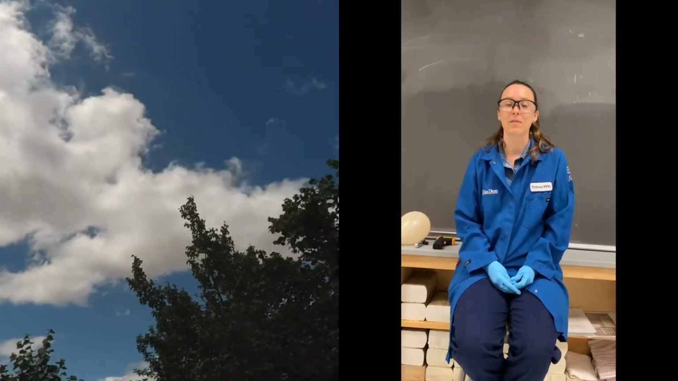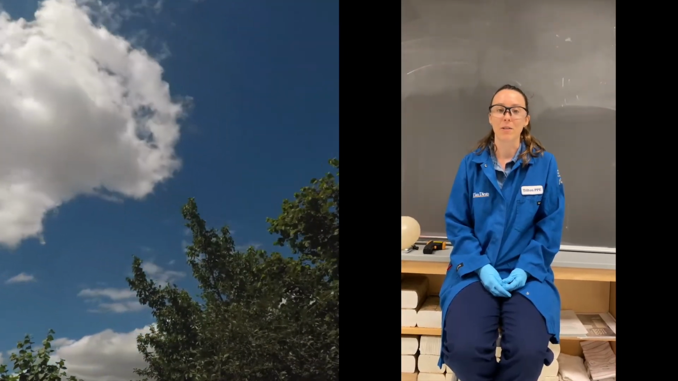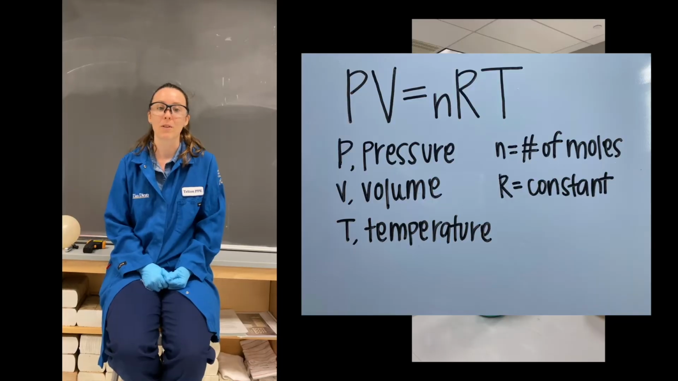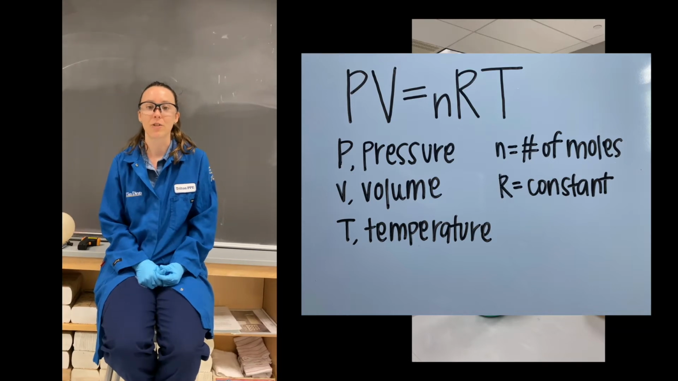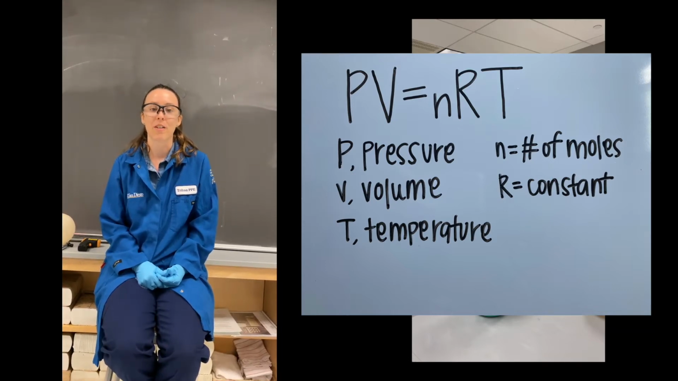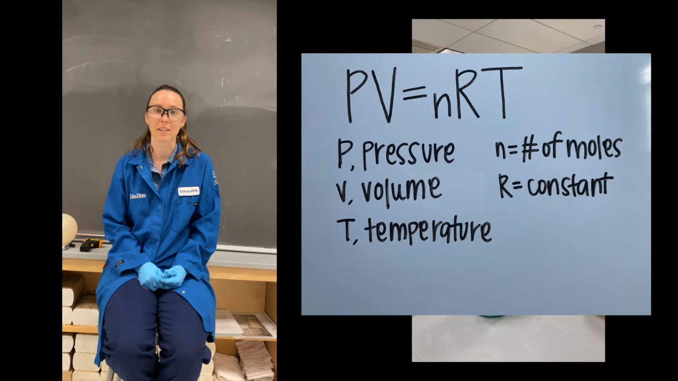Gases occupy our atmosphere and make up the air we breathe. They are so small we can't even see them, but they still play a key role in our life. And they have to follow some laws too. One of those rules is called the ideal gas law. The ideal gas law shows the relationship between pressure, volume, and temperature of a gas.